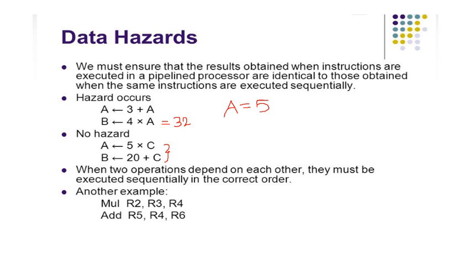This example illustrates a basic constraint that must be enforced to guarantee correct results. When two operations depend on each other, they must be performed sequentially in the correct order. This rather obvious condition has far-reaching consequences. Understanding its implication is the key to understanding the variety of design alternatives and trade-offs encountered in pipelined computers.